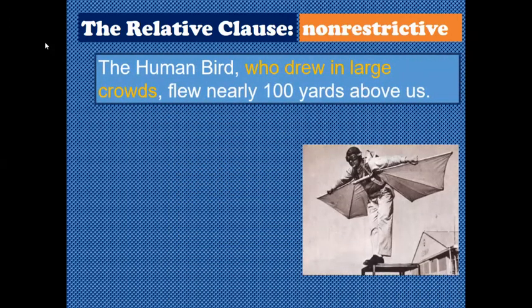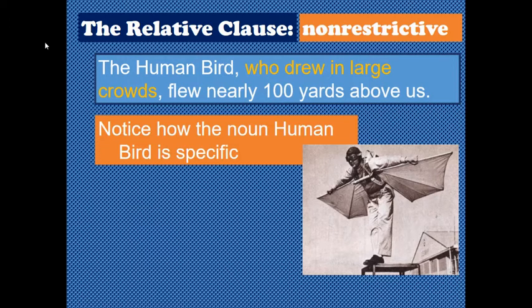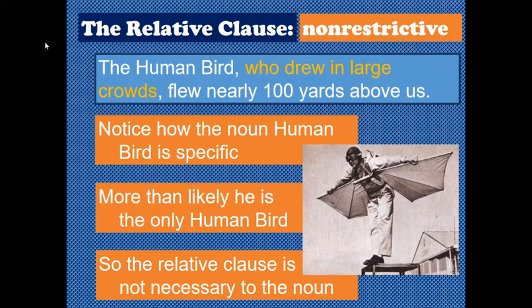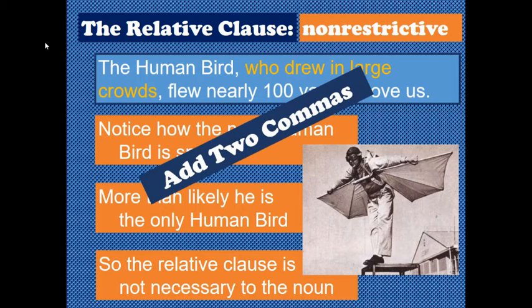Second example says, the human bird, which drew in large crowds, flew nearly 100 yards above us. Well, notice how the human bird is pretty specific. And so therefore, more likely, he's probably the only human bird. And therefore, the relative clause is not really necessary to explain which human bird it is. He's probably the only one. And for that reason, we can put commas in this sentence. You'll notice that I put two commas because this time the adjective clause is in the middle of the sentence. So it's like having an opening parenthesis and a closing parenthesis. I need both of them. So this time I had to include both commas.